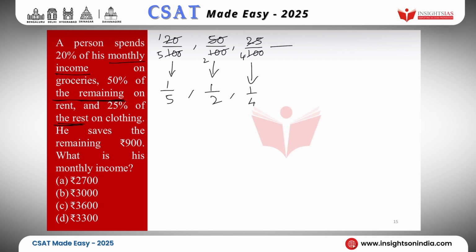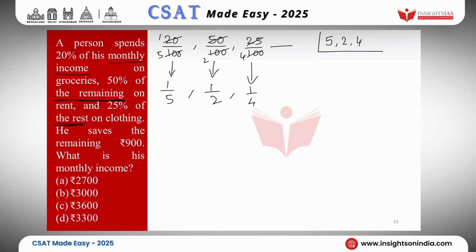Now these percentage values, we have reduced them to fractions. Now we need to take the LCM of the denominators. Do not get scared by the concept of LCM. It is very easy. Now I will show you how to find LCM. What are the numbers here? 5, 2 and 4. The denominators are 5, 2 and 4. Take the LCM of them. How do you take LCM?